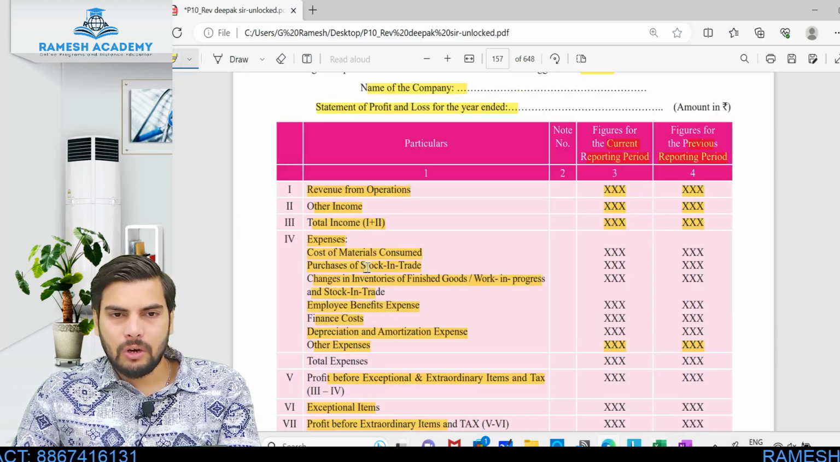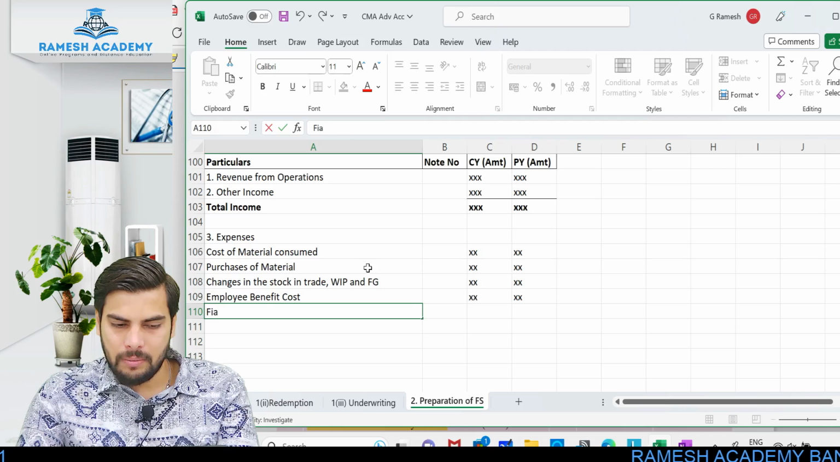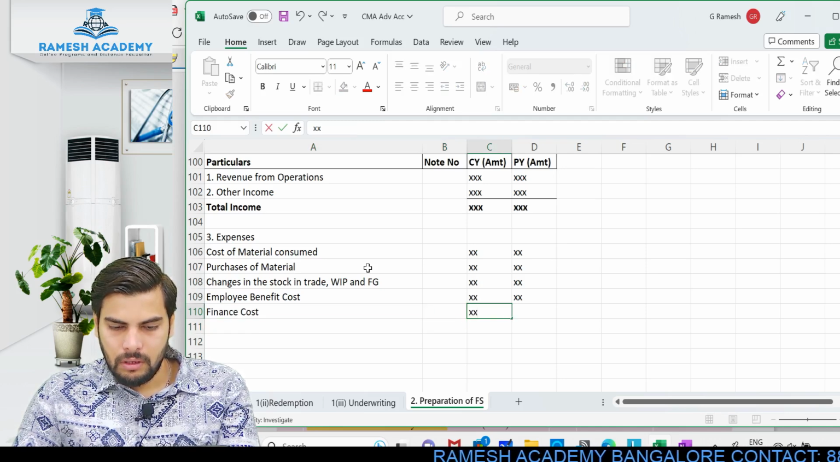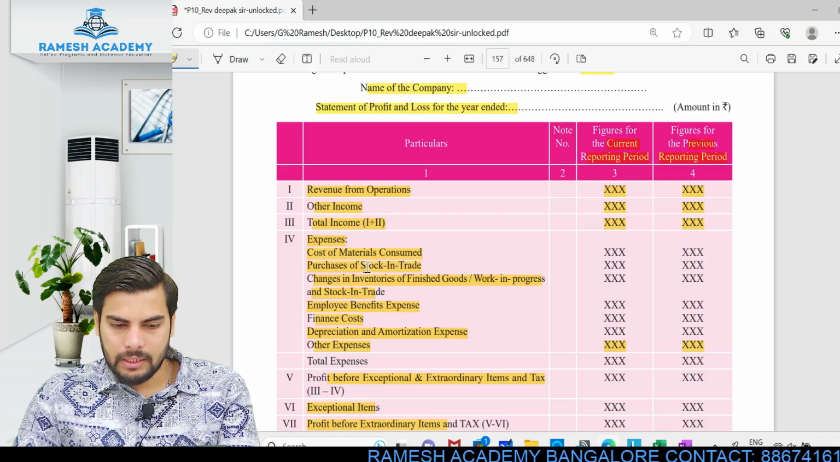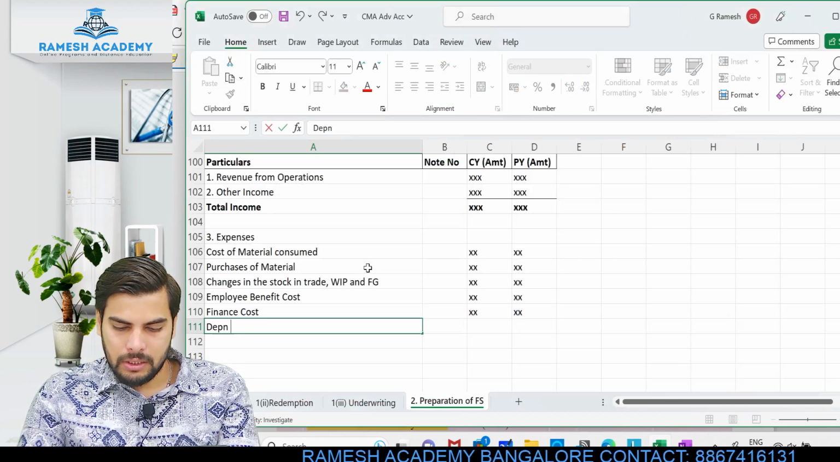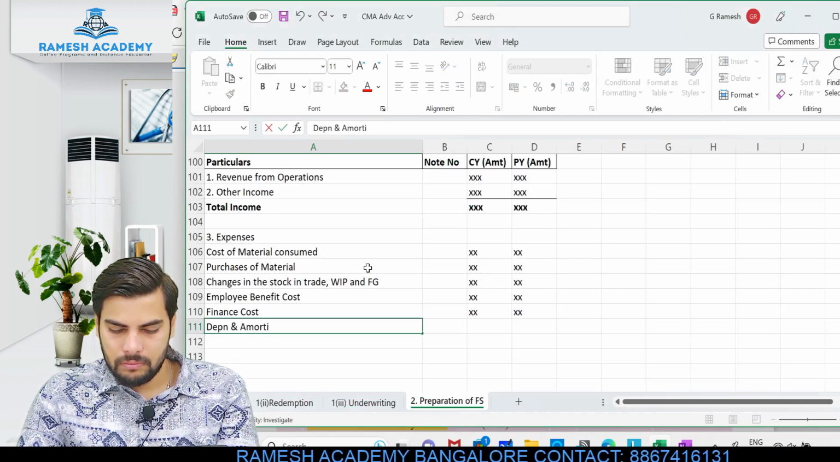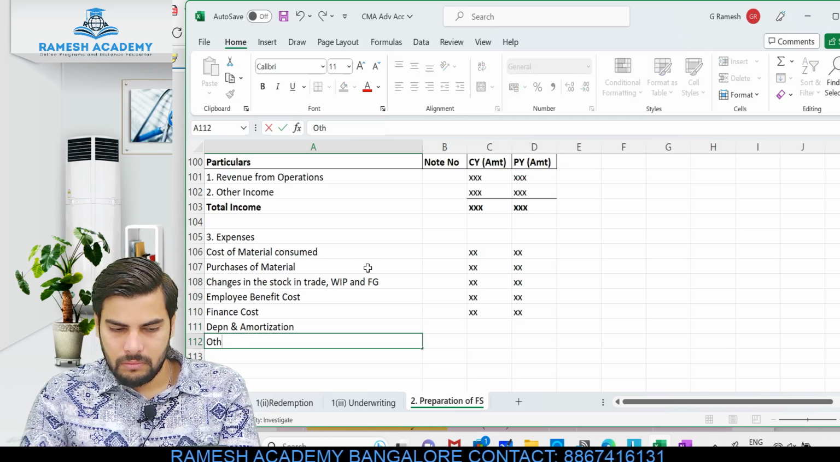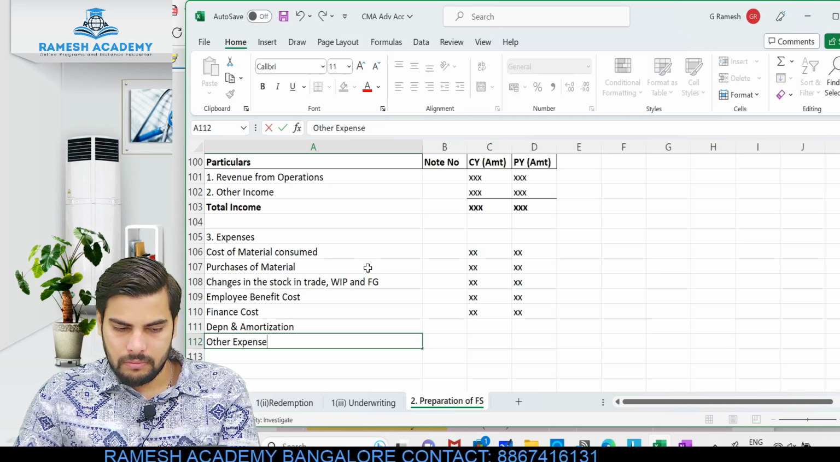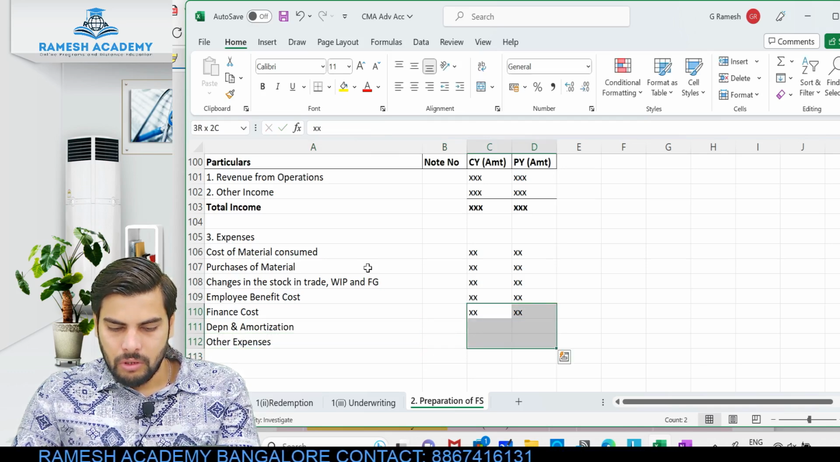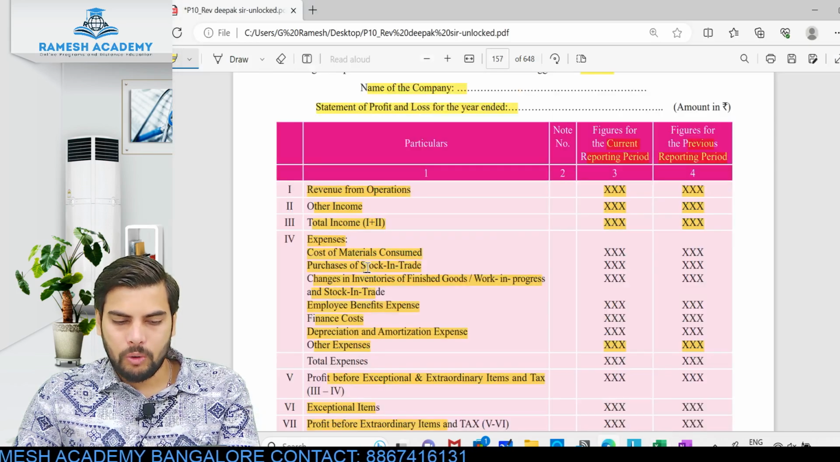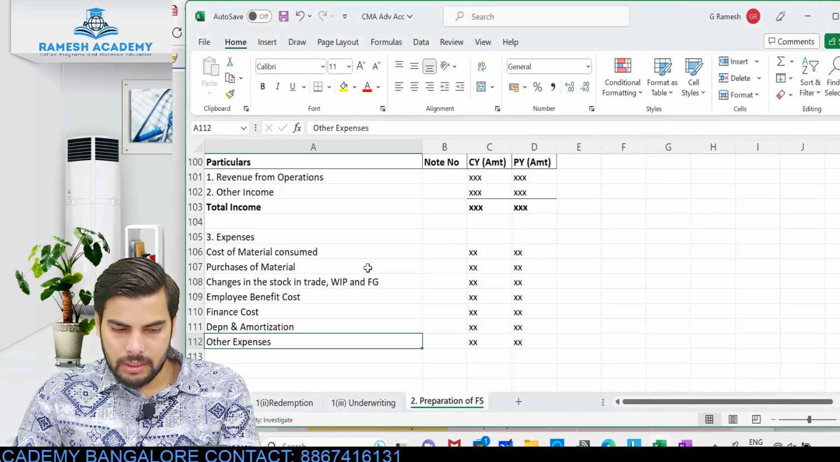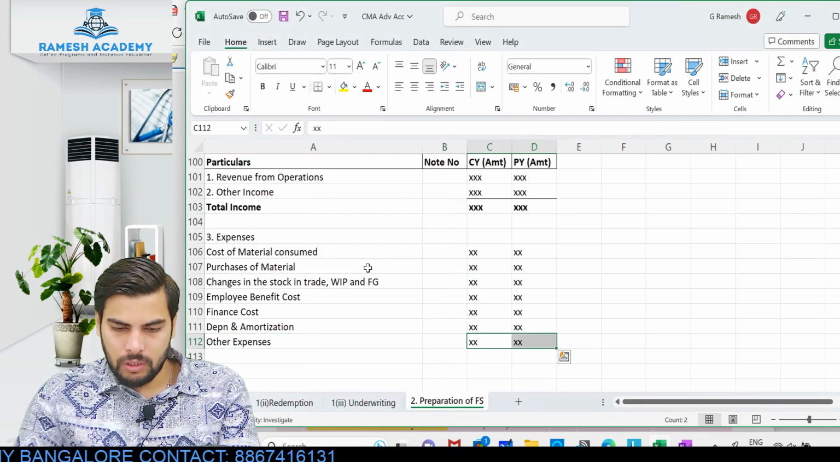And then finance cost. What is finance cost? Anything relating to interest which I pay to bank or financial institution, the bank charges. This would be treated as finance cost. If there is any finance cost, you will be deducting the same. Then depreciation and amortization, and then other expenses. So this would be the expenses. After this, you will check out the total expenses.